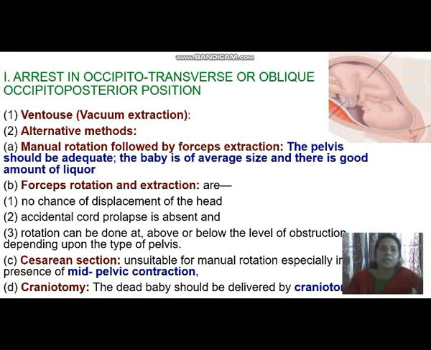This is the arrest in occipito-transverse or oblique occipito-posterior position. This is the transverse, this is the oblique. If it is arrested in such positions, we can do the same.